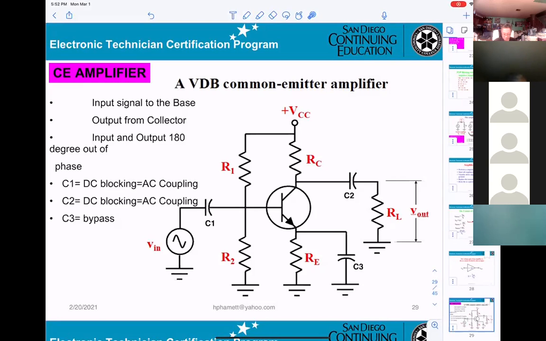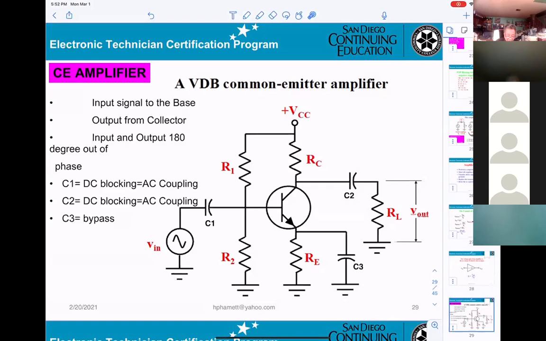Yes, Mr. Pham, I have a question about C3. The main reason that AC goes to C3 instead of RE, is it the difference of impedance between RE and C3?